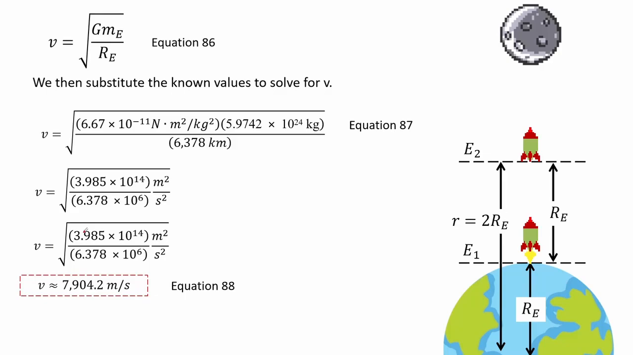We then substitute the known values as shown in equation 87. We then arrive at a solution shown in equation 88 for the minimum speed the rocket should be launched at, and it is about 7,000 meters per second.